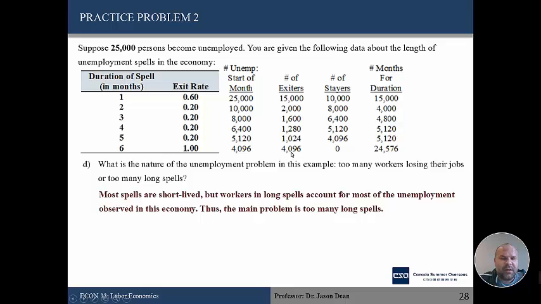Okay, so the main problem here is a large portion have very long unemployment spells, and you can see the number here, 24,576. This is the number of months unemployed when you're thinking of the 6th month, because there's 4,096 people, and they were all unemployed for 6 months. Okay, so when you multiply that, you're getting this large number here.